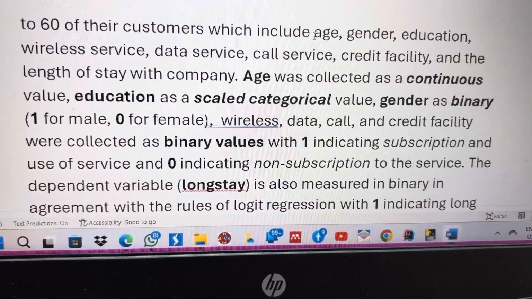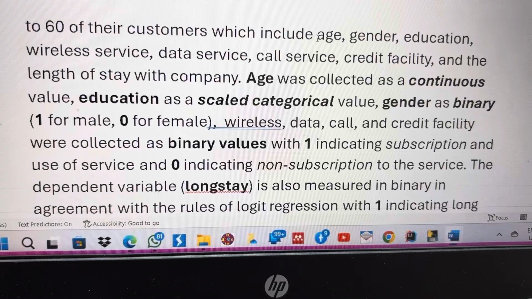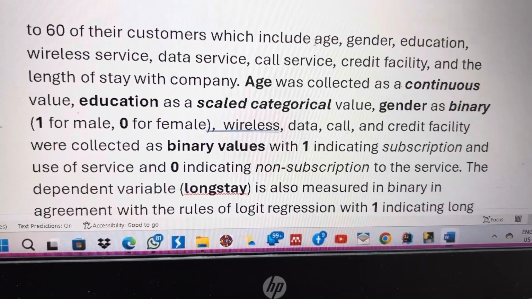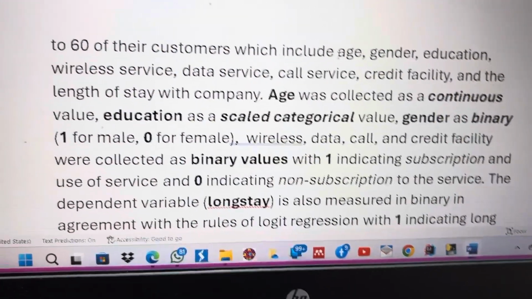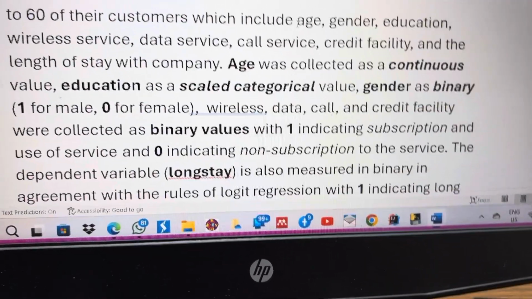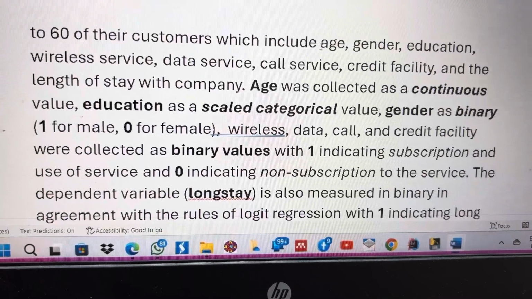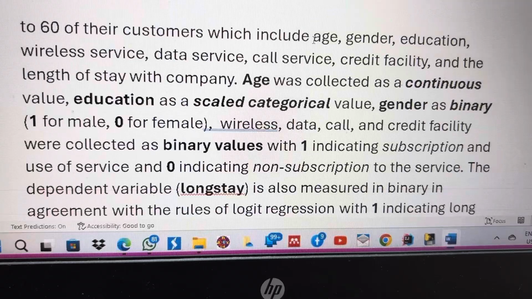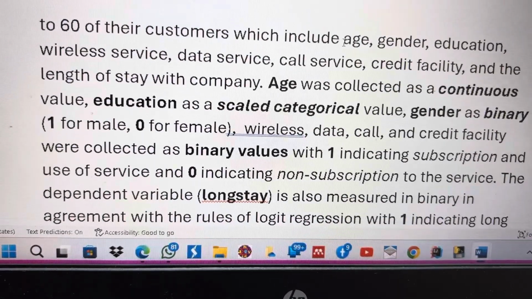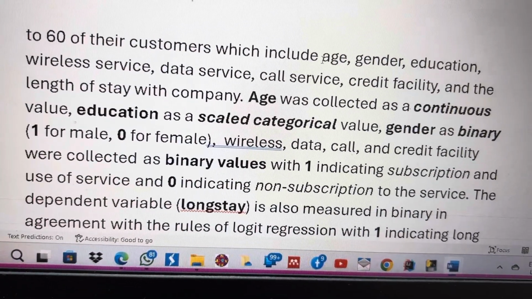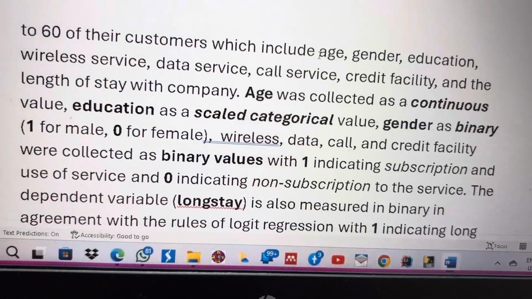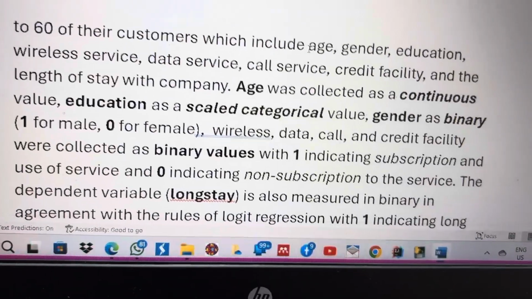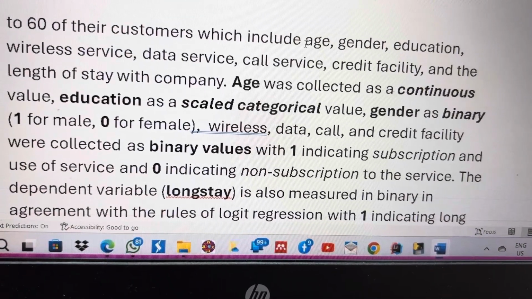Age was collected as a continuous value. That's education as a scaled categorical value. Gender as binary, that is 1 for male and 0 for female. Then wireless, data, call and credit facility were also collected as binary values, with 1 indicating subscription and use of the service, and 0 indicating non-subscription to the service.